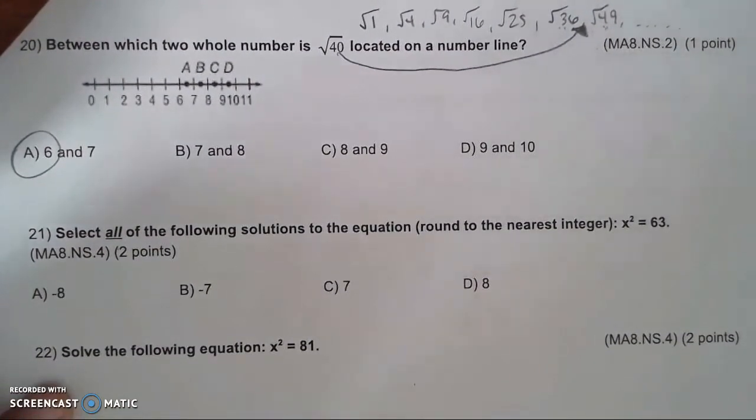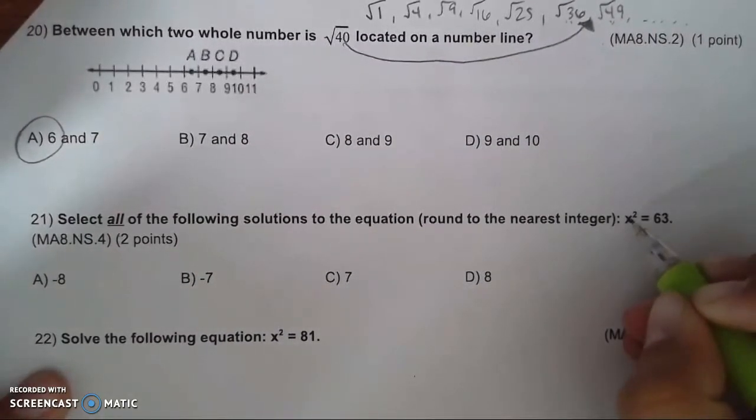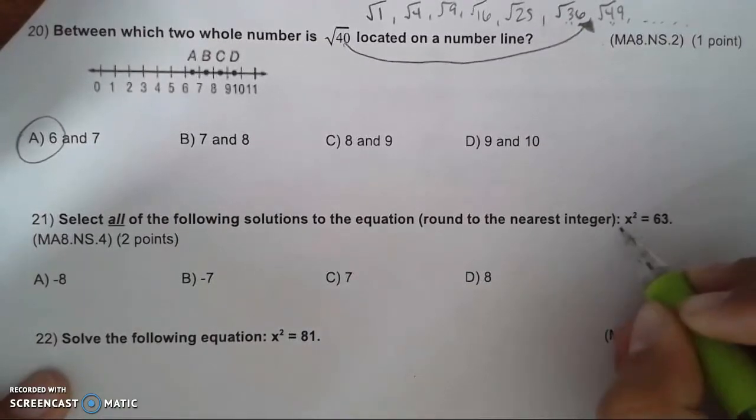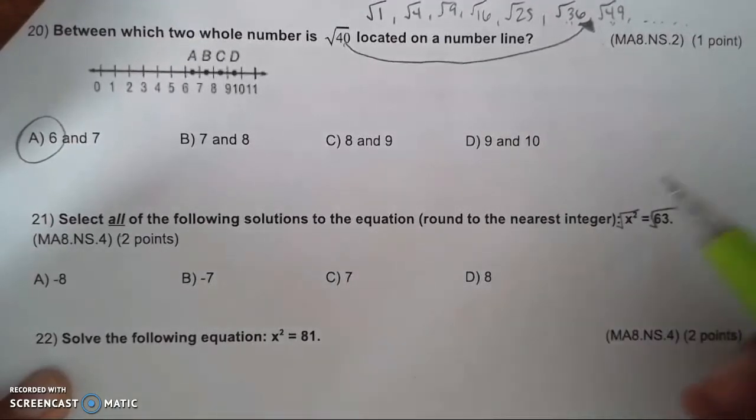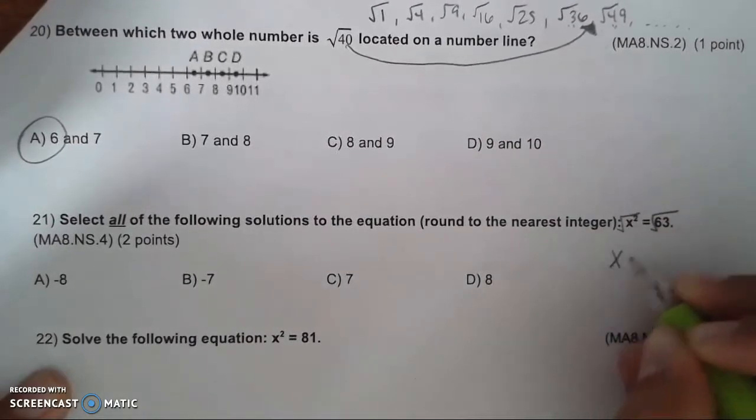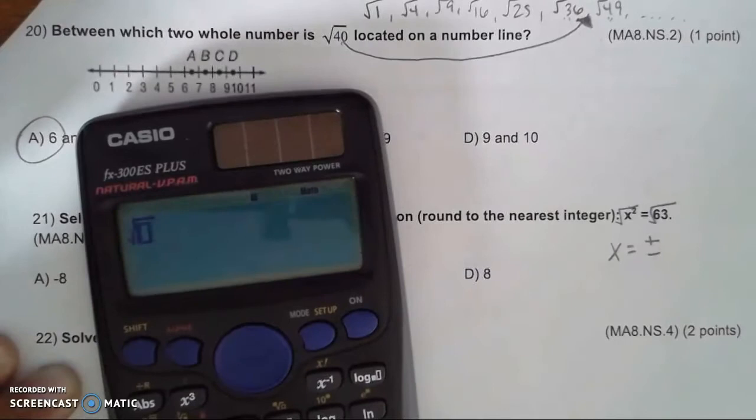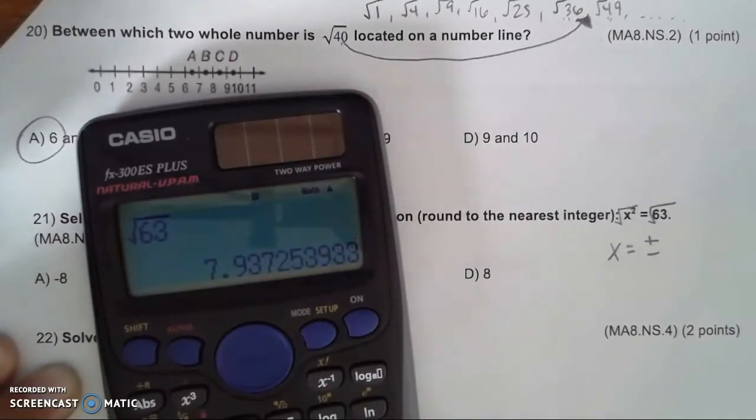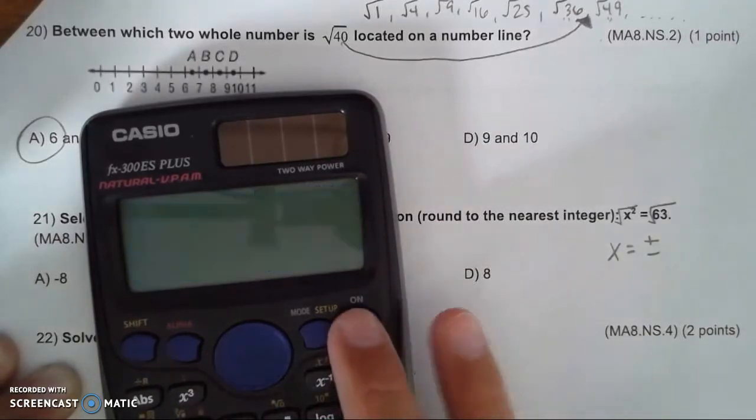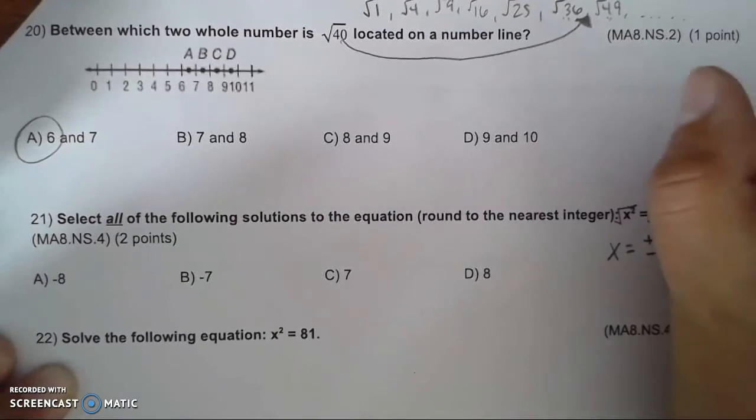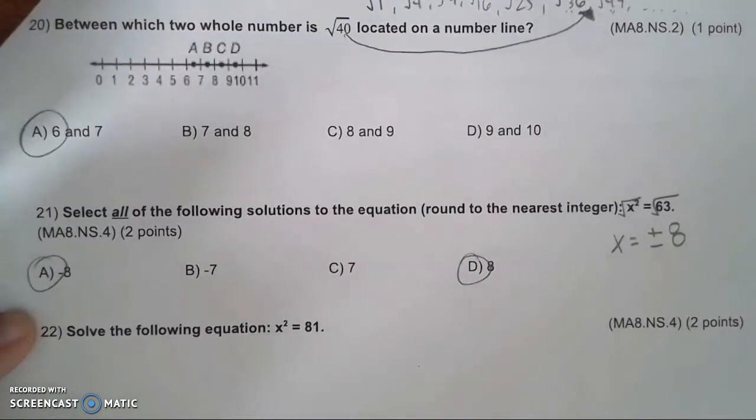All right, number 21, select all the following solutions to the equation. So remember, you want to get x by itself, and the opposite of squaring something is taking the square root of it. So taking the square root and squaring will just give me x, and then the square root of 63 would be my plus or minus. I can use my calculator here. It is 7.9, and they're telling me to round to the nearest integer, so 7.9 is about 8. So x is equal to plus or minus 8, which means that my answers are A and D.